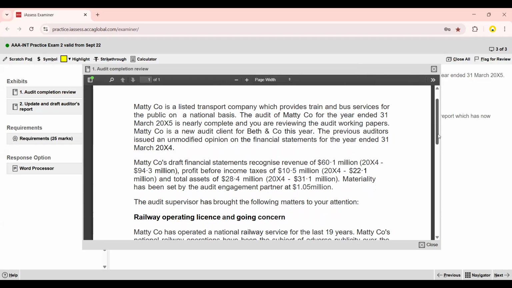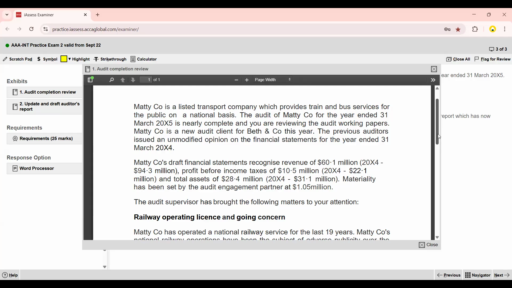Matty Company is a listed transport company which provides train and bus services for the public on a national basis. Highlight this. In this line, the examiner gives you the idea about the nature of the client's business and the entity type. This is a listed entity and the operation of Matty Company is to provide train and bus services for the public on a national basis. The audit of Matty Company for the year ended 31st March 2005 is nearly complete, and you are reviewing the audit working papers. Matty Company is a new audit client. Again, highlight this.